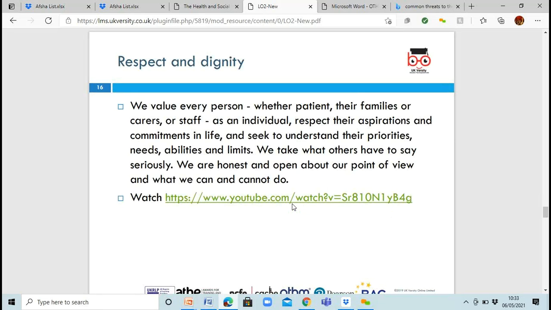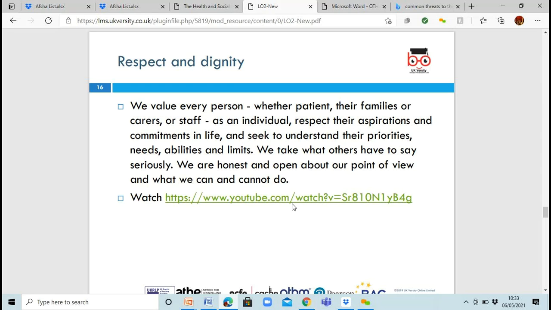Respect and dignity. So we value every single person. So whether it's the patient, their families, your colleagues, anybody that works, it does not matter what their position is. They can be at the top of the management chain or they can be a cleaner at the work. Everybody is equal. We are there to give them respect and dignity. It's not our job to look down on anyone or even look up at anyone.